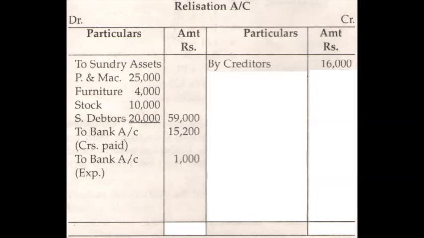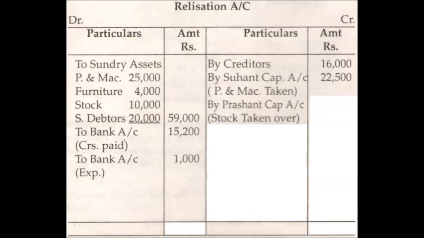Then you will find there is one adjustment, that plant and machinery being taken over by Sushant. So the entry will be Sushant's capital account debit to realization account. So here it will be by Sushant's capital account. In bracket you write plant and machinery 22,500. He has taken the plant and machinery at 22,500. Then stock is taken over by Prashant. Again, Prashant's capital account debit to realization. So here it is by Prashant's capital account rupees 7,500.